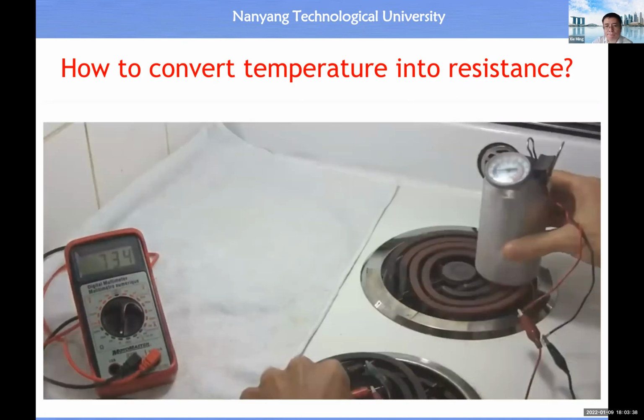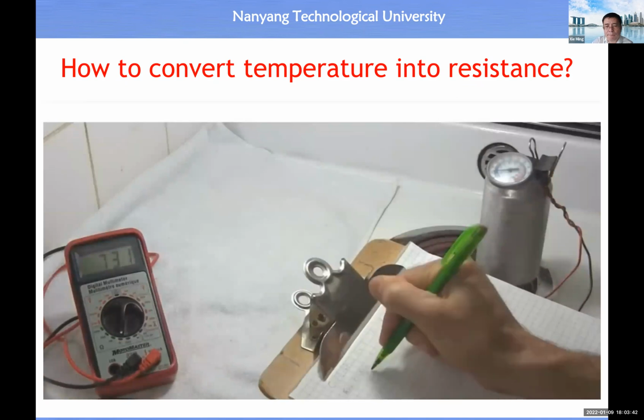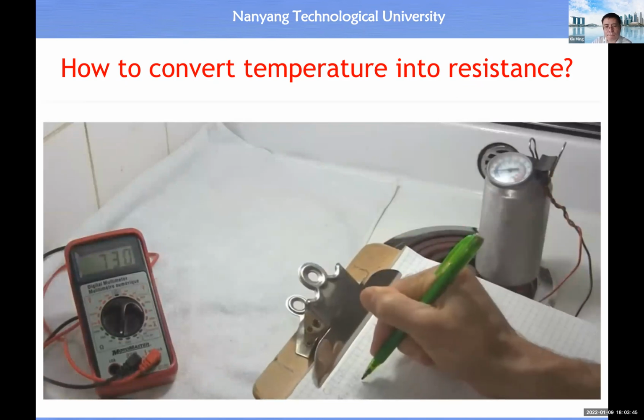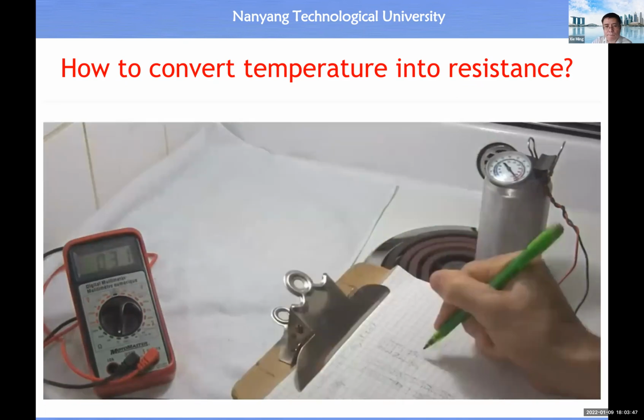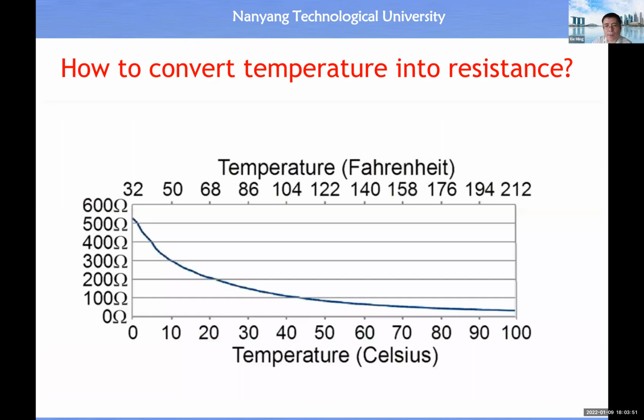I then started recording the resistance on the meter and the corresponding temperature on the thermometer as the stove element heated up the water. I stopped once it reached boiling, which is 100 Celsius or 212 Fahrenheit. And here's the chart drawn using the data from my table. As you can see, the resistance decreases as the temperature increases. You can also see that it's a curve.